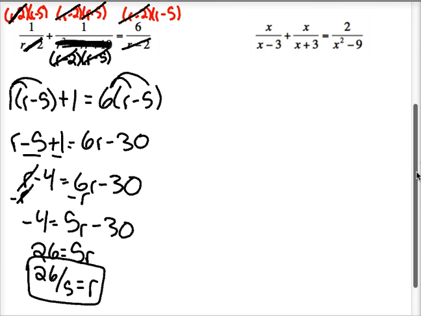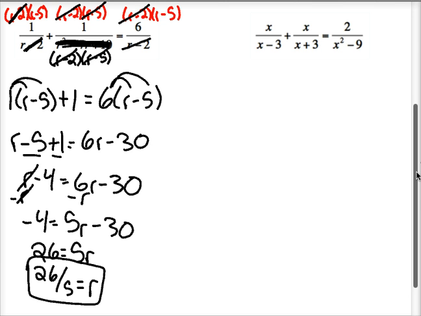And if you look, there's no chance of dividing by 0 using that. All right? Plug it in. The only pieces in the denominator are r minus 2 and r minus 5. So 26 over 5 is not going to make us divide by 0. So we are sitting just fine right now.